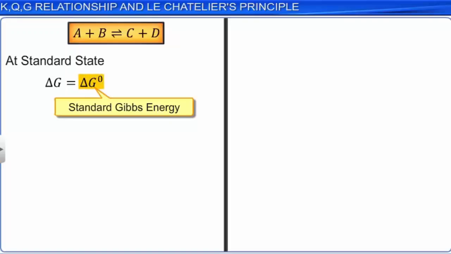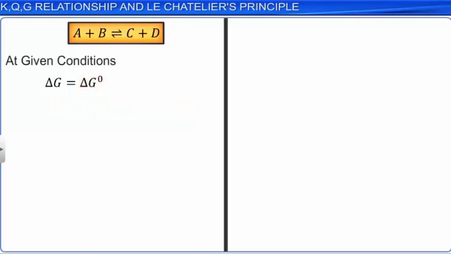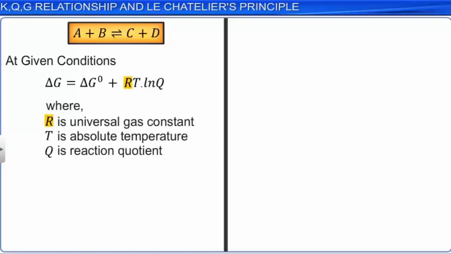The relationship between Gibbs energy change, ΔG, and standard Gibbs energy change, ΔG°, is given as ΔG is equal to ΔG° plus RT ln Q, where R is the universal gas constant, T is absolute temperature, and Q is reaction quotient.